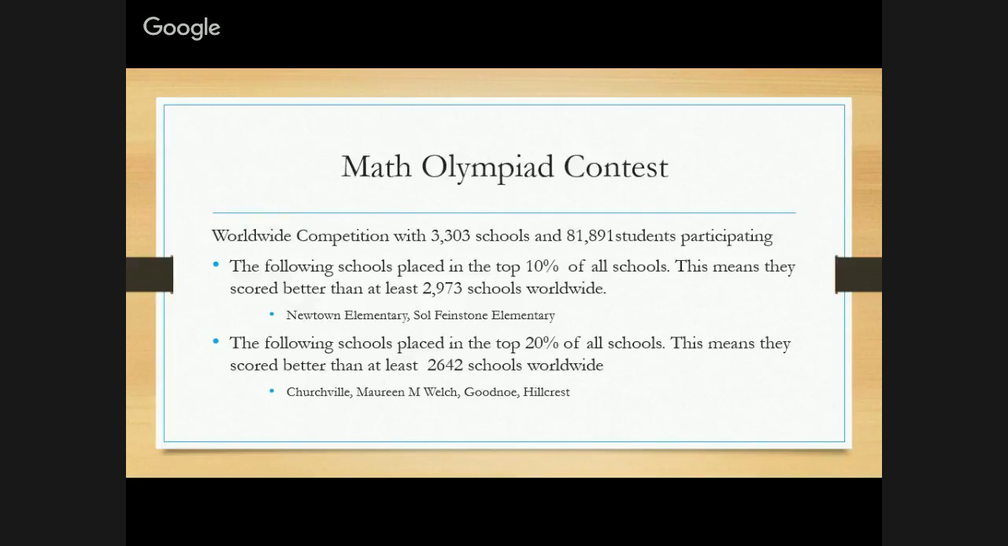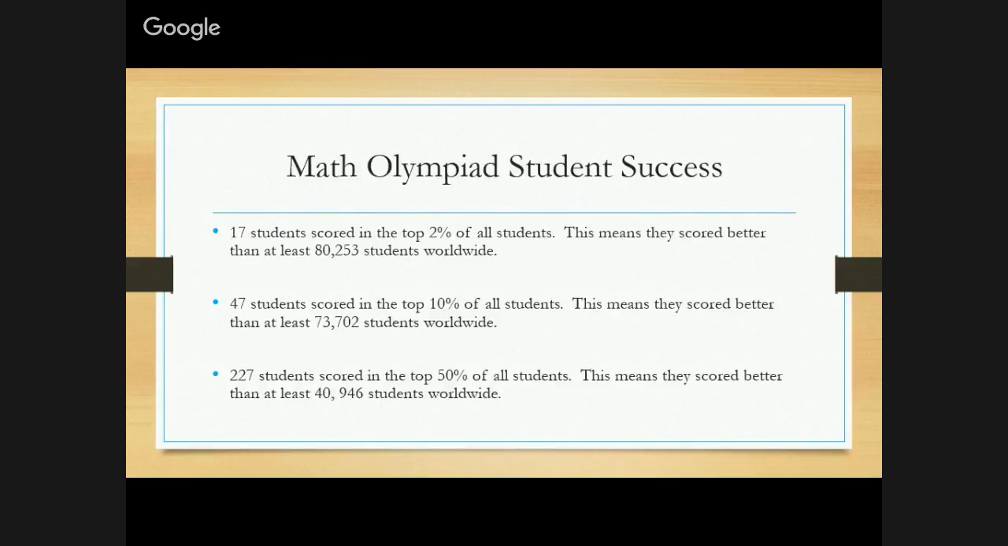We also had Churchville, Maureen Welsh, Goodnow, and Hillcrest score in the top 20%. Amazing. What is even more amazing is the individual students. We had 17 students across the district who scored in the top 2%, which means they scored better than 80,000 students worldwide. We had 47 students who were in the top 10%.